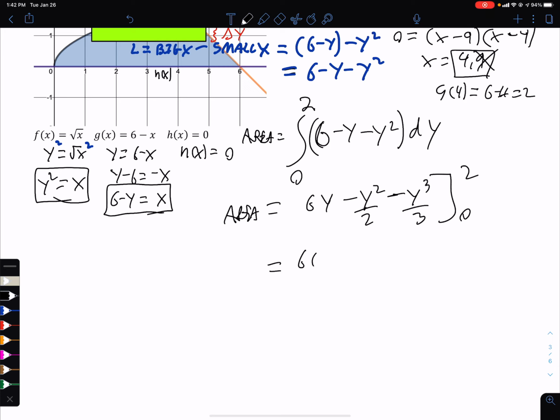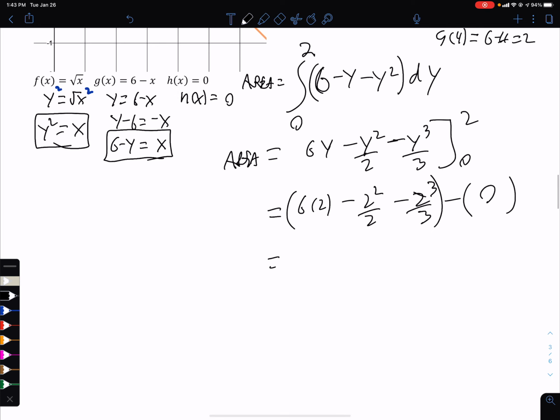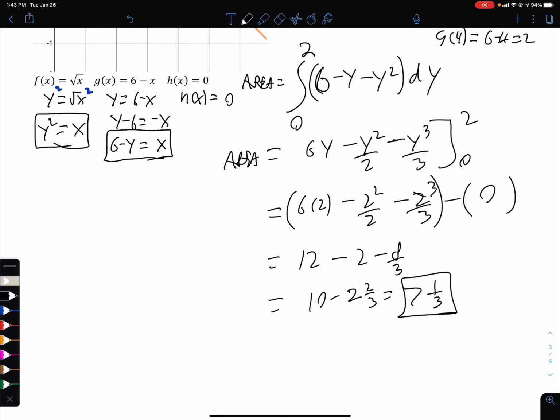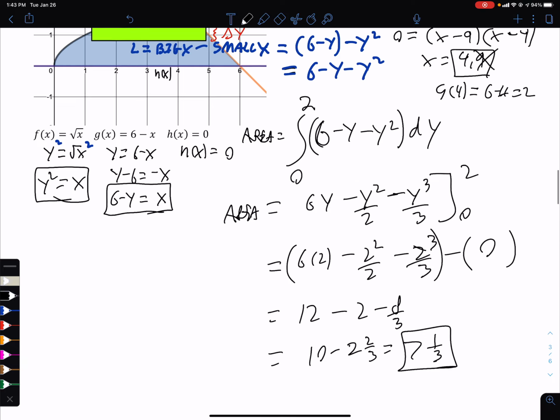So plug in 2. Then you plug in 0, but they're all 0, so that's easy. Then we're going to get 12 minus 2 minus 8 thirds. 10 minus 8 thirds is 3 goes into 8 twice. That's 6 and 2 thirds. If I subtract that, I should get 7 and 1/3 for my answer. Okay, so that's going to be how you do horizontal rectangles to find the area.